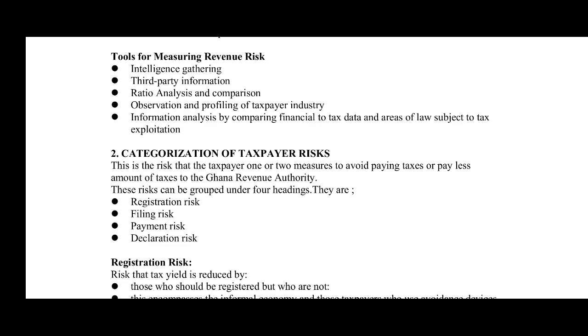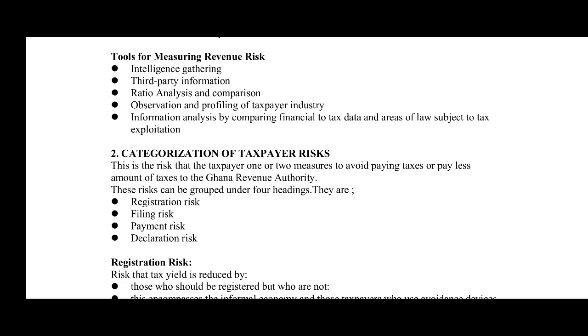Now, when you identify the risk, you have to categorize this into the taxpayer's risk. Now, if you go to the exam and they ask you to list some taxpayers' risk or explain taxpayers' risk, there are four. So remember, the taxpayer actually has to register with the authority, file his returns, declare his income and expenses, and pay the tax associated. Now, if there's a mistake or something goes wrong in any of these processes, it creates a risk.